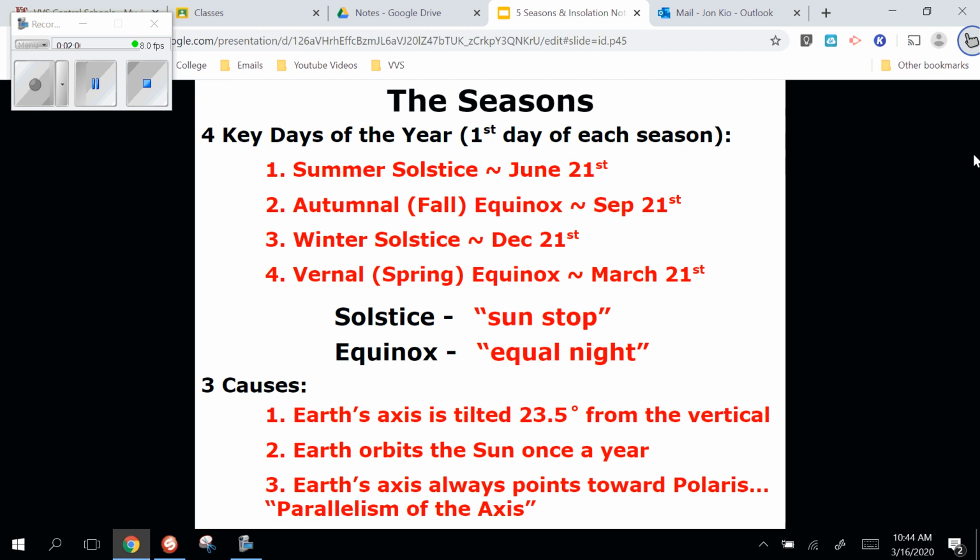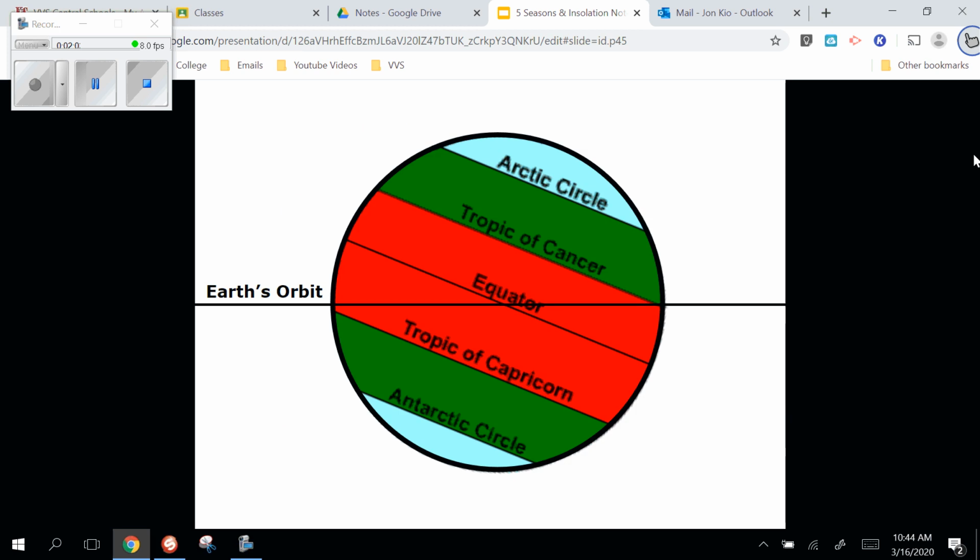All right, so it looks kind of like this. We got the red zone, which is our tropic zone between the Tropic of Cancer and the Tropic of Capricorn, 23.5 north, 23.5 south. If we were to draw a line vertical, perpendicular to Earth's orbit, and then 23.5 degrees tilted away from that, that's where our axis of rotation comes from. That's where the 23.5 comes from.